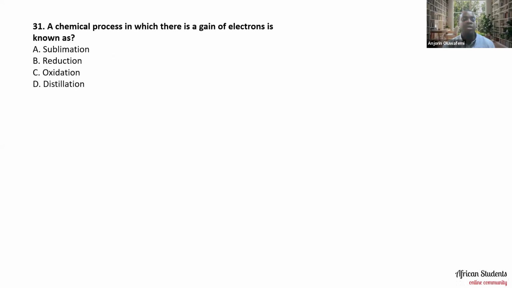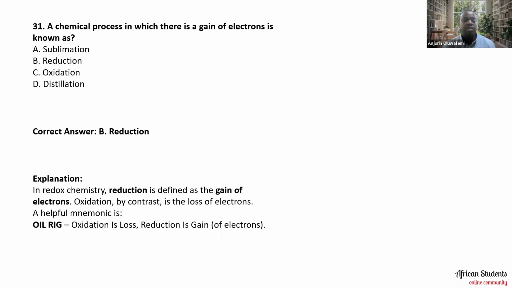A chemical process in which there is a gain of electron is known as, is it sublimation, reduction, oxidation, or distillation? The answer is reduction. Reduction is a gain in electrons. So that's reduction. So in redox chemistry, reduction is defined as the gain of electron. Oxidation, by contrast, is the loss of electron.